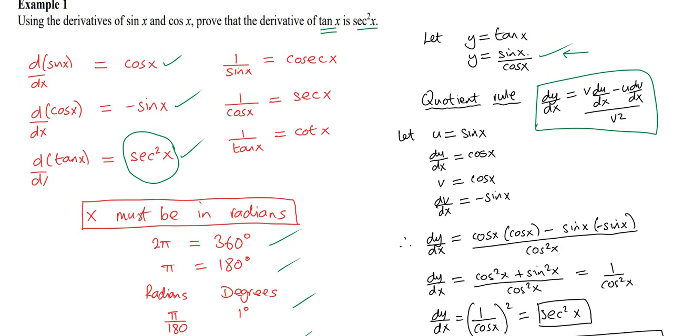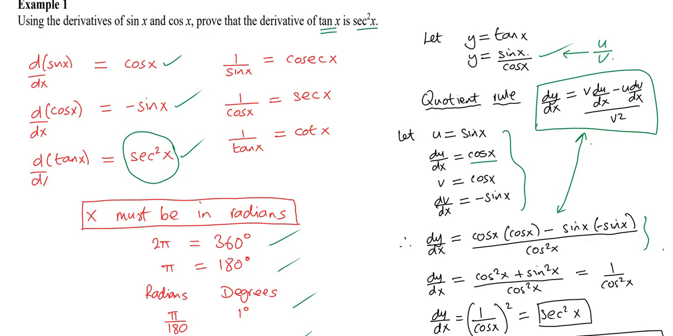So you let u equal sine x, because u is the top, okay, u and v. So differentiate sine x, get cos x, v is cos x, differentiate cos x and get minus sine. These results you've just got to remember, and if you do practice enough you will remember them. Okay, now all we have to do is substitute into the quotient rule, and we get this. Now when we multiply this all out, because we're going to have minus minus, we're going to get cos squared plus sine squared on the top.